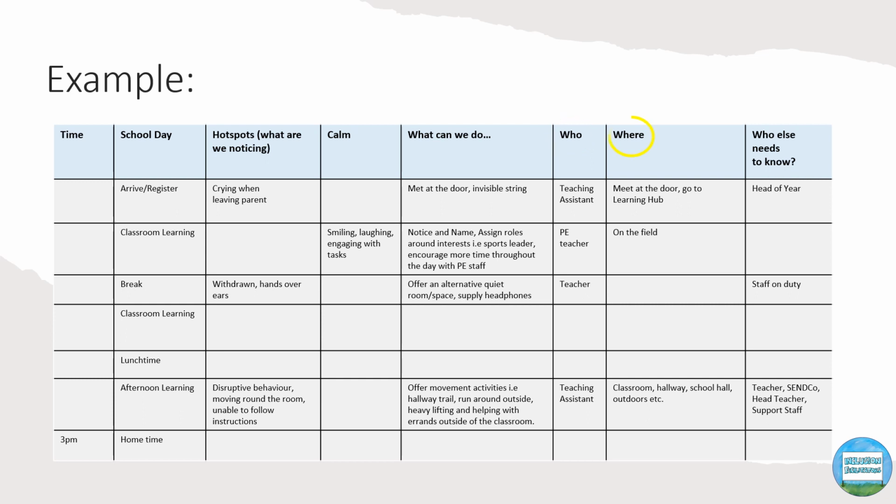Where? This section decides where the strategies will take place. Who else needs to know? In this section, we highlight other key adults that need to be aware of the support in place, including agreed strategies and safe spaces. This is important to ensure that the child or young person is always supported, for example, in the event of a staff absence.